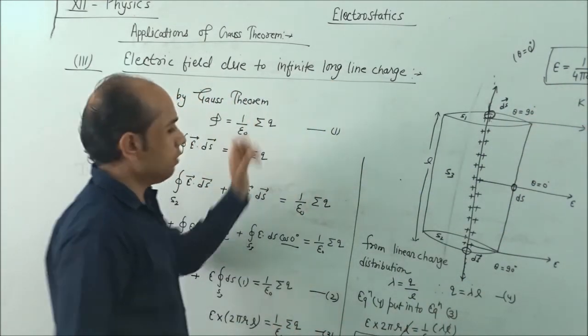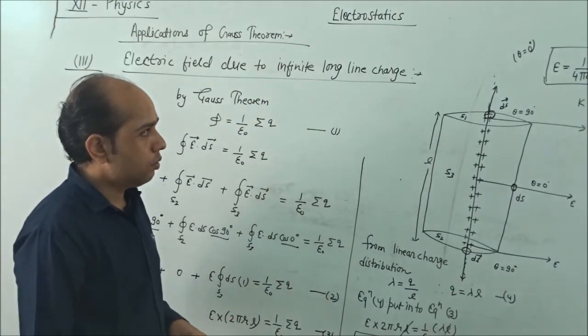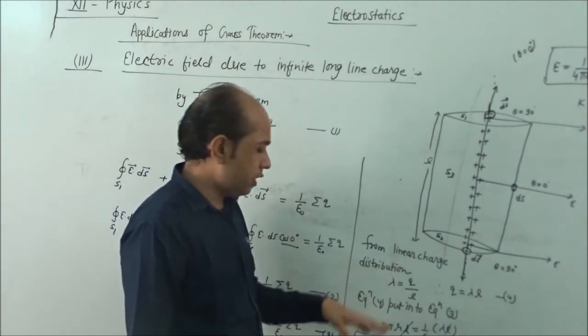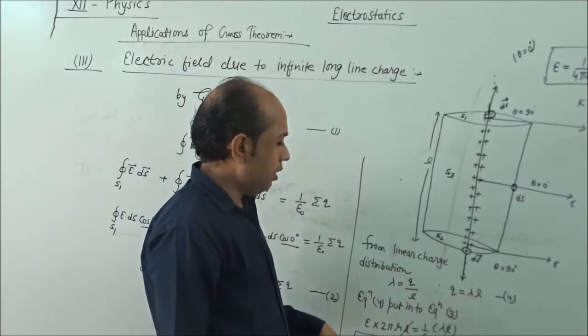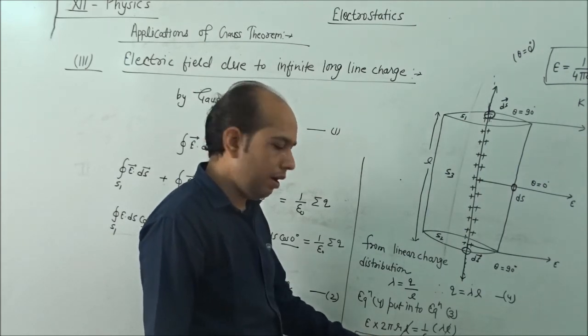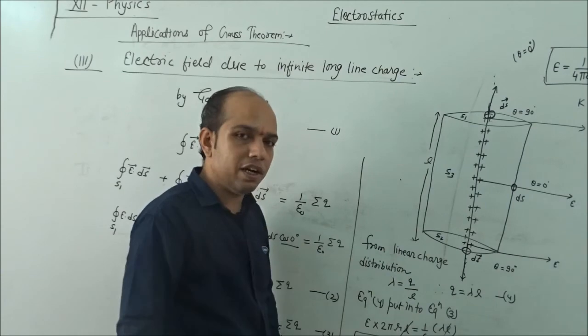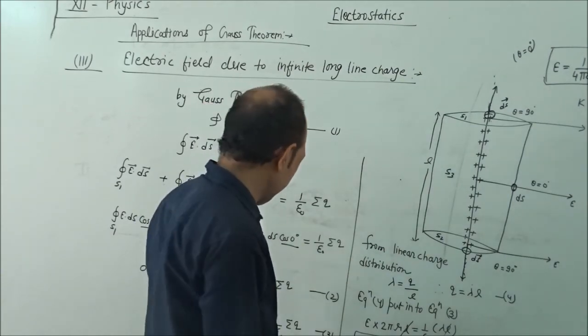So this is the third application of electric field. What we see here is there is no variation with respect to length; it simply depends on lambda and r. That means it depends on the linear charge distribution factor only.